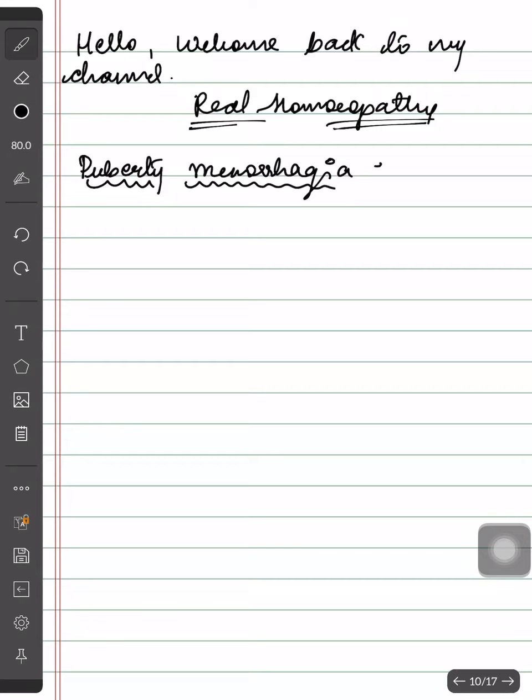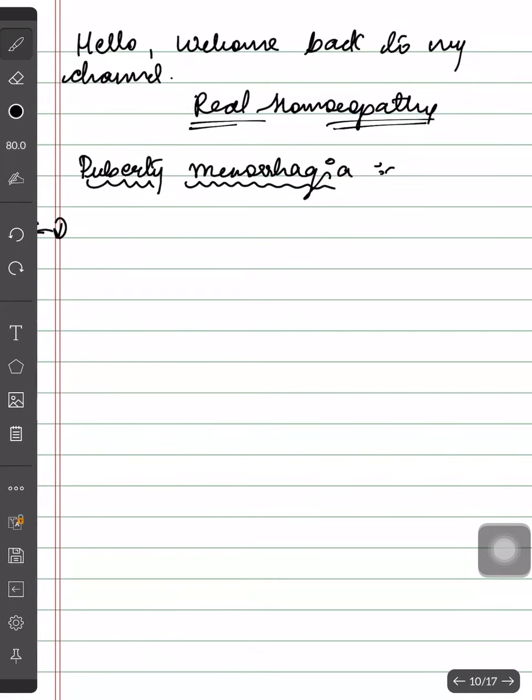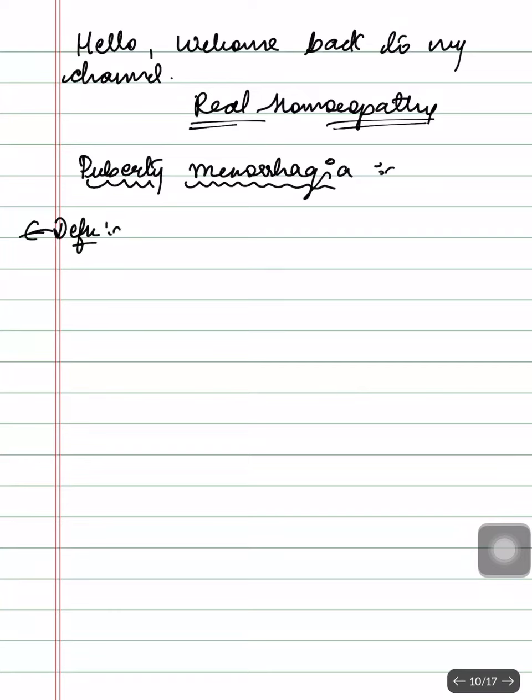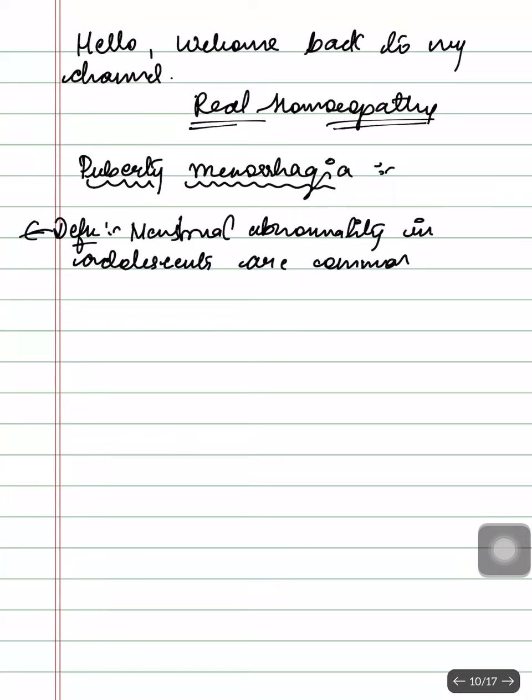So the menstrual abnormality in adolescents, which is common here, is called puberty menorrhagia. The periods might be heavy, sometimes irregular, or sometimes very less, which is to say scanty. So there is some abnormality in the menses in adolescent girls, which is called puberty menorrhagia. Periods are heavy, irregular, or scanty.